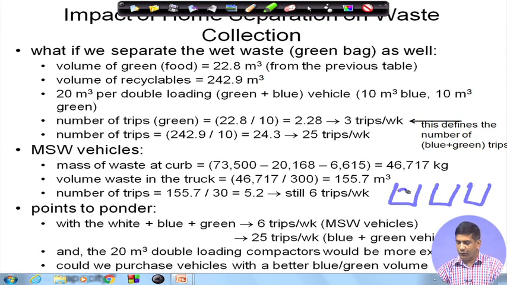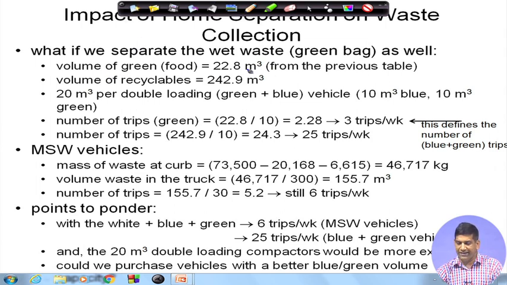So this is for food waste, this is another for recyclable, this goes to the landfill. If you want to implement something similar over here, the volume of food was 22.8 meter cube, again from the previous table, recyclable was this much. 20 meter cube double loading, green plus blue vehicle, you can use that as well; some cities use that. 10 meter cube for blue, 10 meter cube for green, blue is for the recyclable, and green is for the compostable or the food waste.